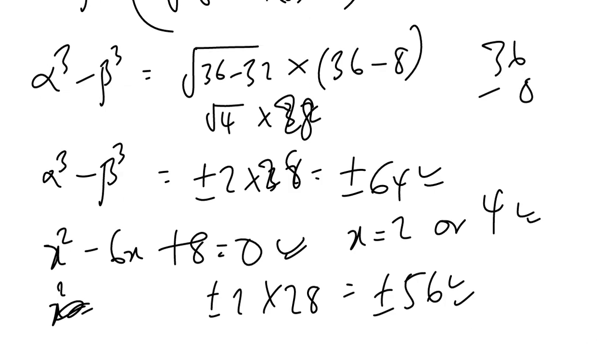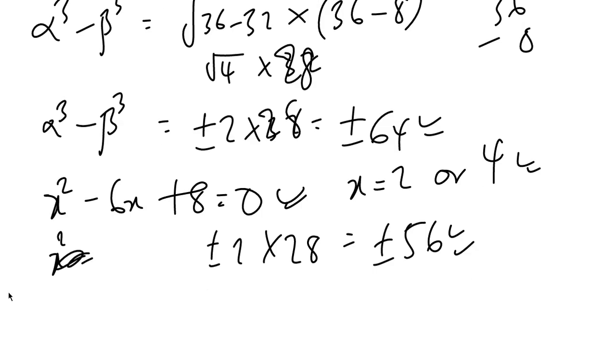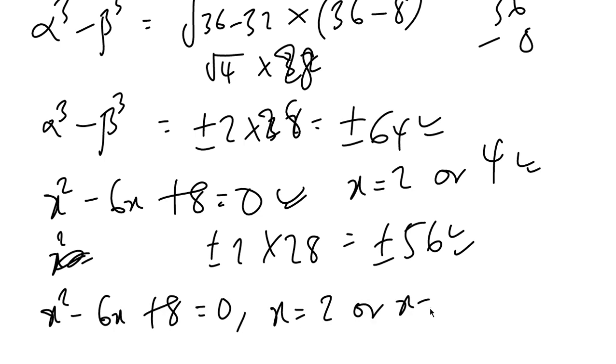So I mistook 32 for 28. That was wrong. So it's 28 times plus or minus 2, which is plus or minus 56. And then if you should try it for this equation, x squared minus 6x plus 8 equal to 0, x is equal to 2 or x is equal to 4, right?